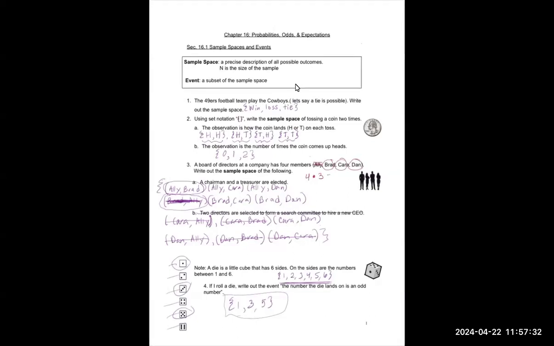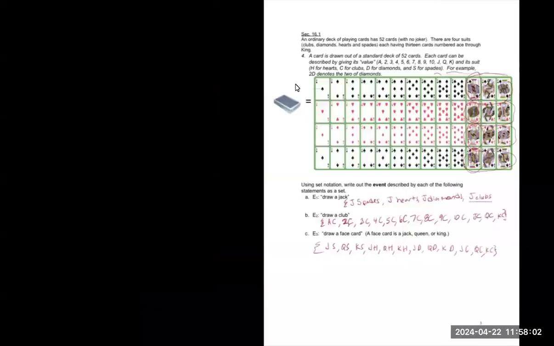So what we do is just multiply those together, four times three, and that means there's 12 different ways that I can choose a treasurer and chairman. That's why when we listed out all the different ways for part A, we found that there was actually 12. So a fast way to figure that out is by using this multiplication rule. Okay? So that's what the multiplication rule is.